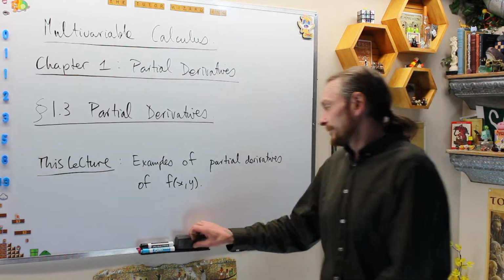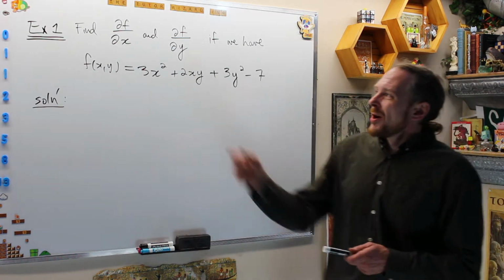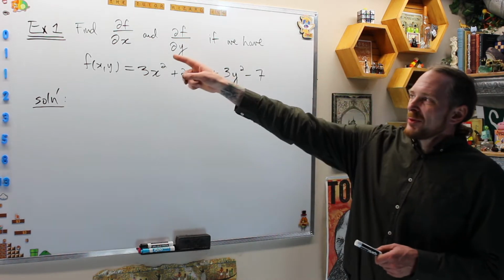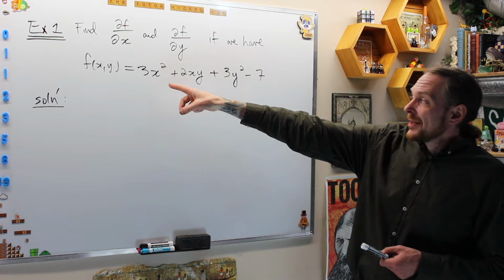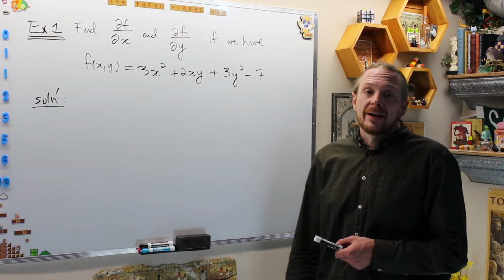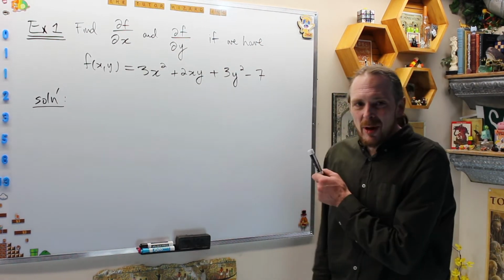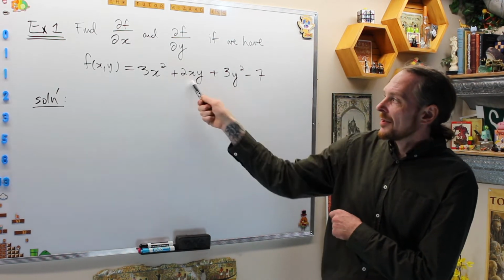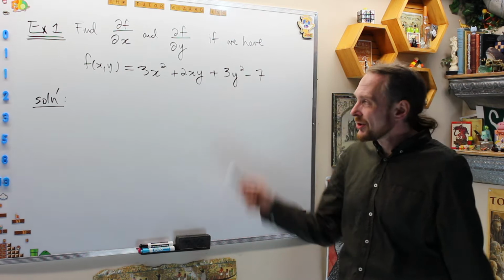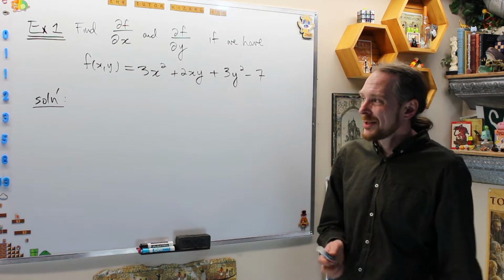Let's get to it. Example 1. We want to find the partial derivative of f with respect to x and the partial derivative of f with respect to y if we're given this function of two variables, which is a polynomial in two variables. Every term is a product of x's and y's of integer powers. How do we do this?